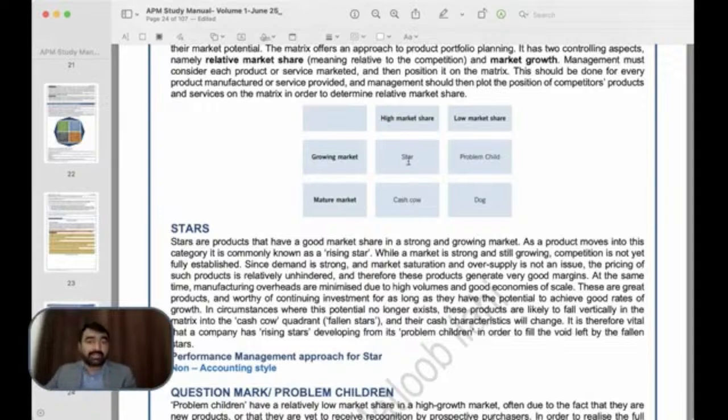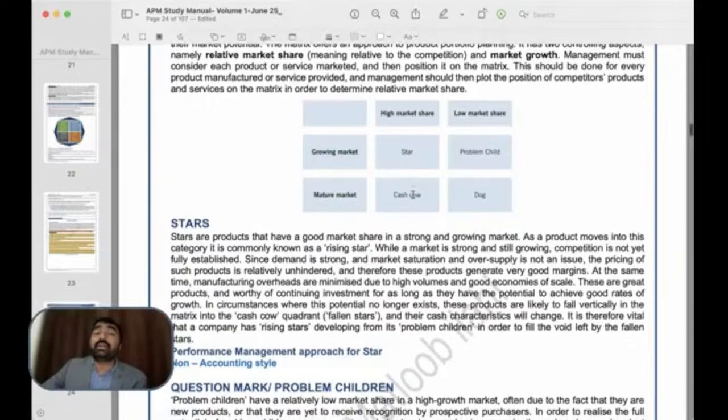Number four is called Star. Star is a product operating in a high growth market with high market share. A star can be market leader, maybe, or it might be next to the market leader. It may be the number two or number three largest player in the industry or market. So, of course, it would be difficult to think that we should discontinue or abandon this one. Rather, we need to invest in the star.